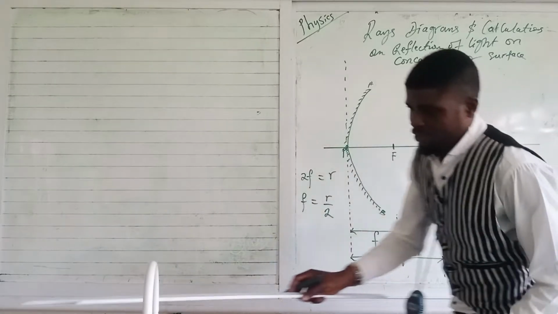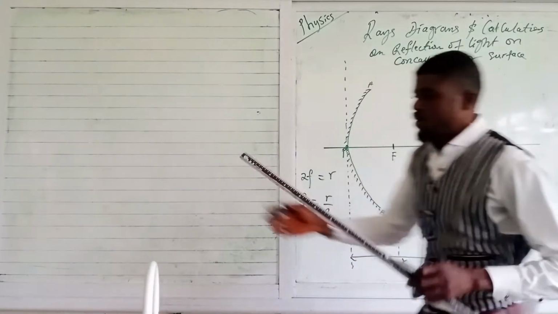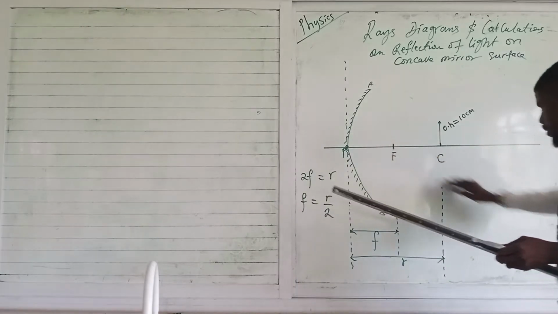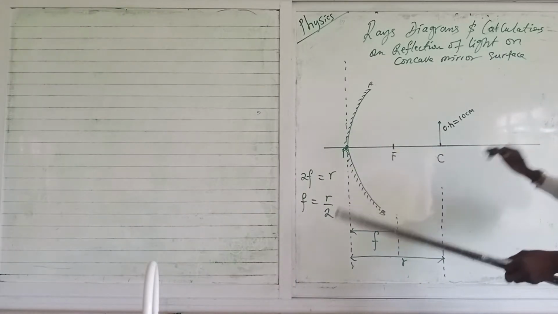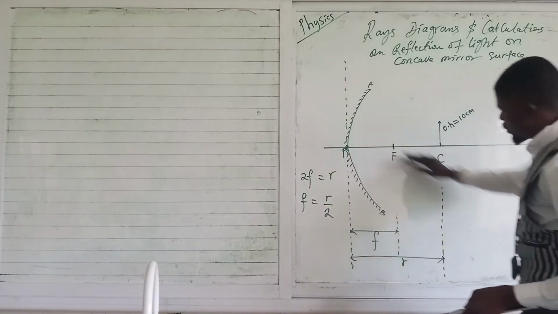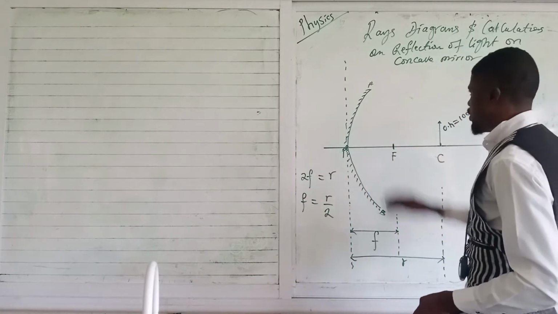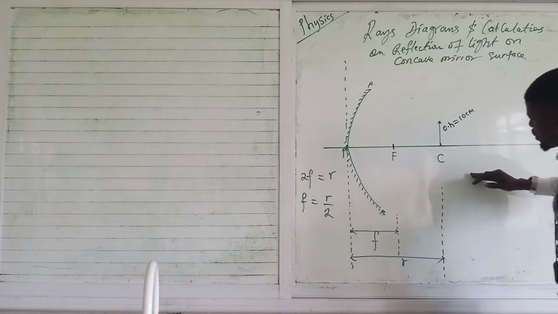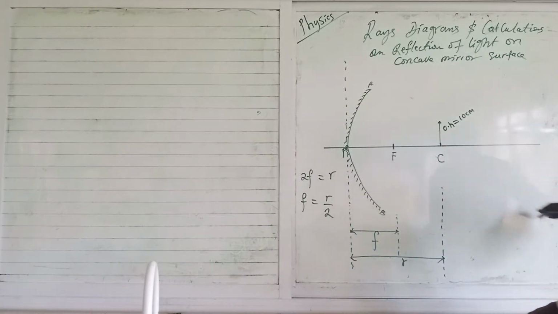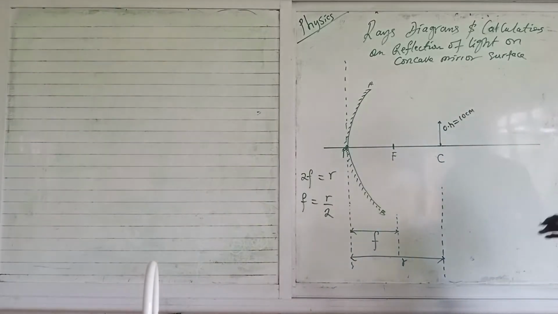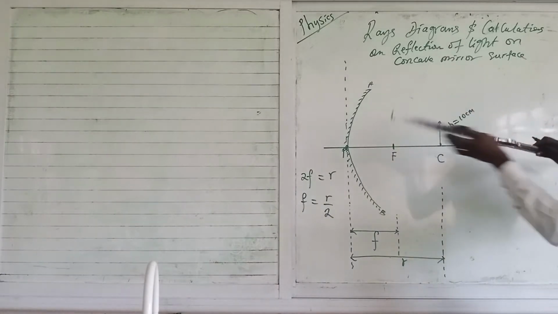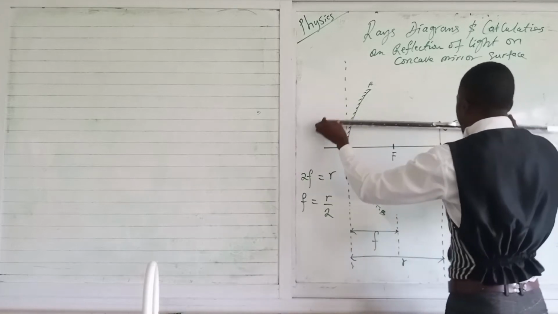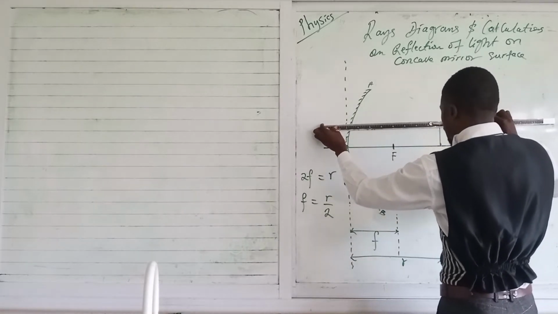Now, don't forget there are 3 rules. A ray of light passing parallel to the principal axis, after reflection, must pass through the principal focus. A ray of light passing through the principal focus, after reflection, must pass parallel to the principal axis. A ray of light passing through the center of curvature, after reflection, will return along the same path undeviated. So, let's apply rule number 1. Make sure the line is very straight.